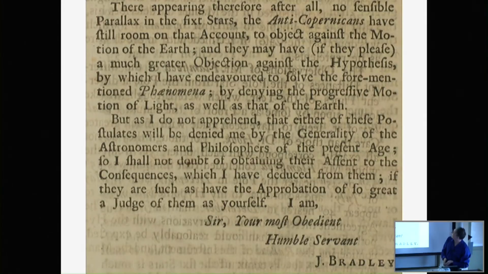And so he boasts a bit at the end of this wonderful little article: "There appearing, therefore, after all, no sensible parallax in the fixed stars, the anti-Copernicans have still room on that account." So he hasn't found the parallax, which is what he was after. But he found something much better. "They have, if they please, a much greater objection against the hypothesis, which I've explained, by denying the progressive motion of light as well as that of the Earth." So now they have to deny both that the Earth moves and that light moves at finite speed, which was clever.